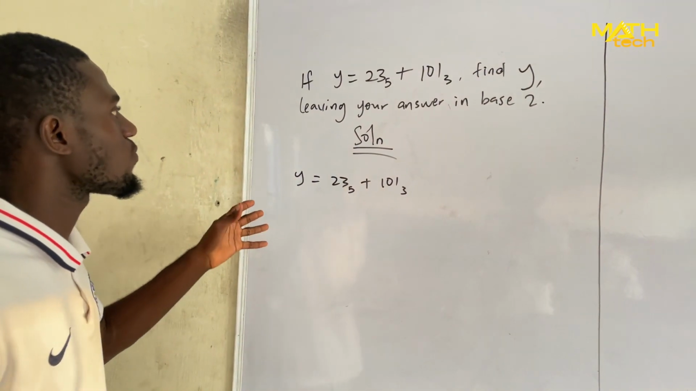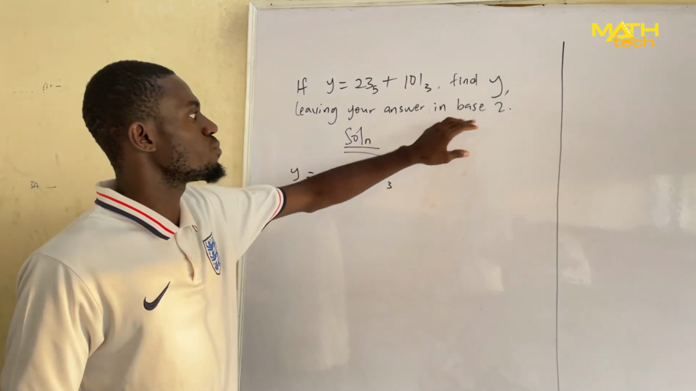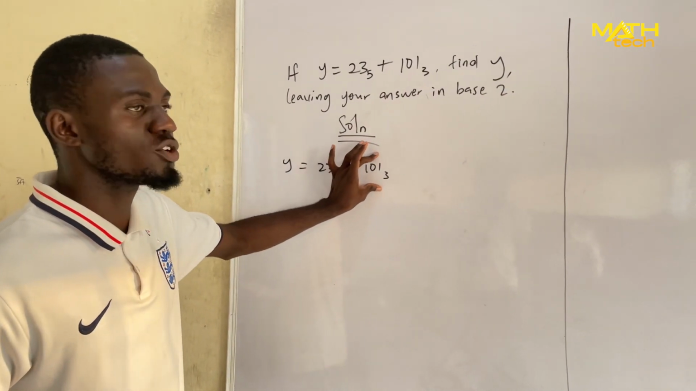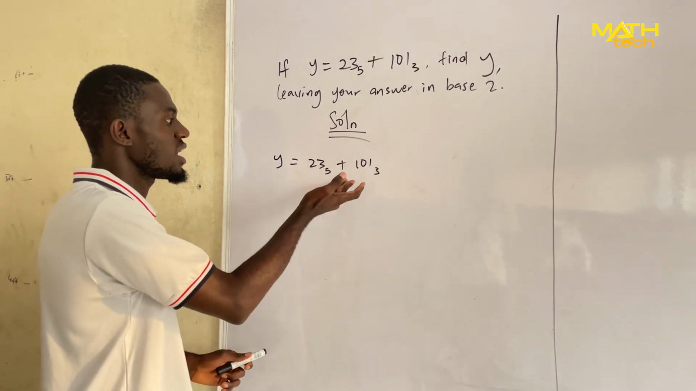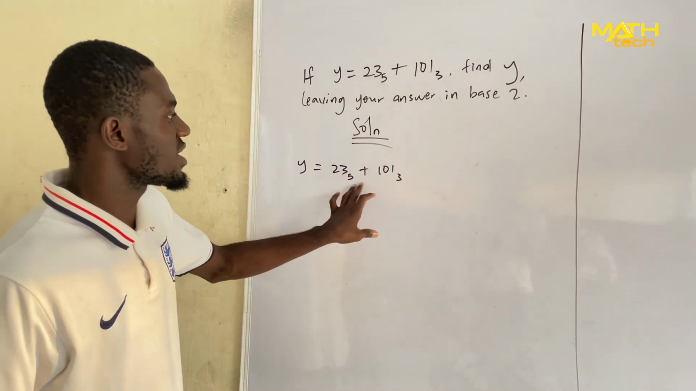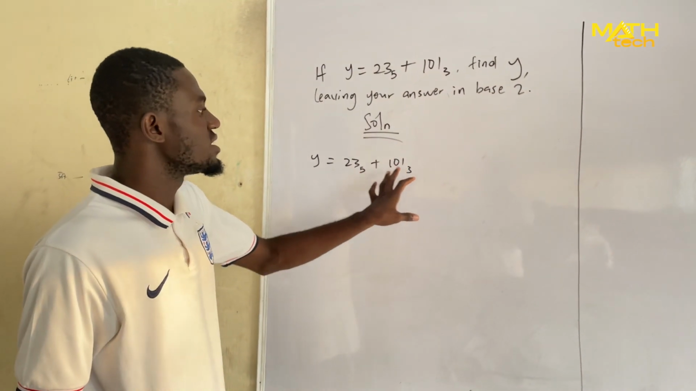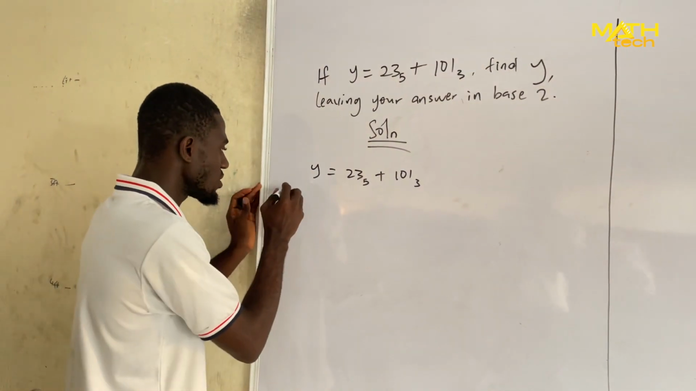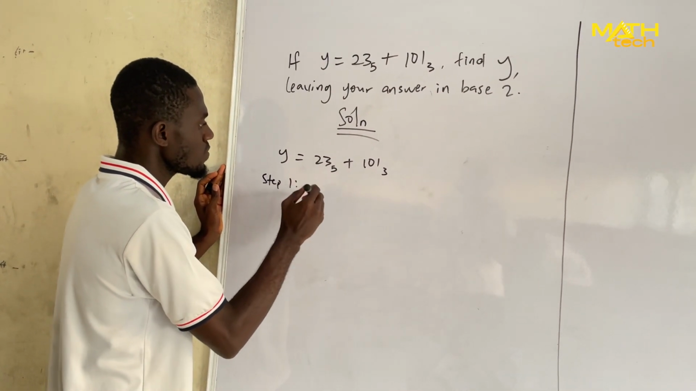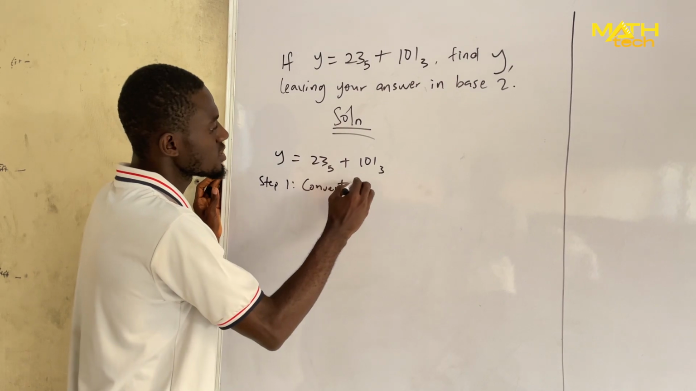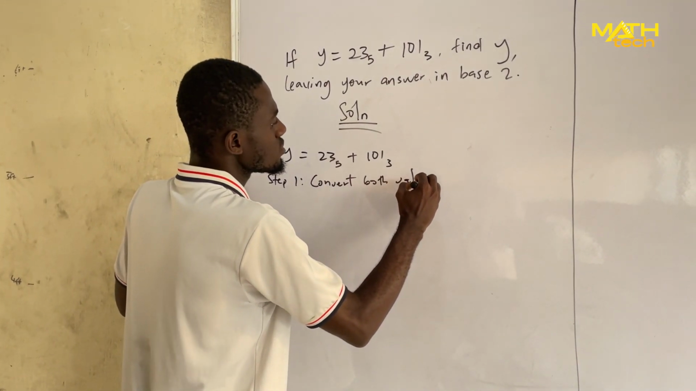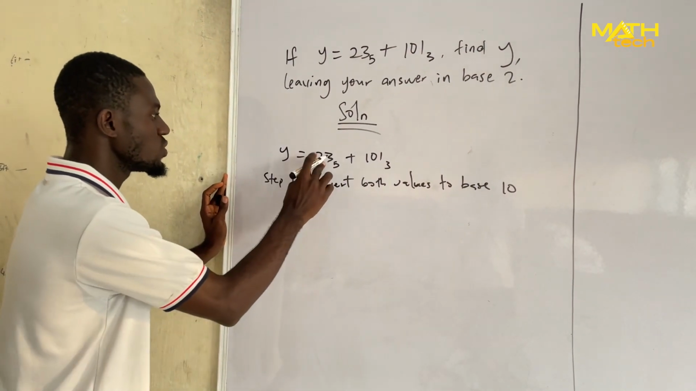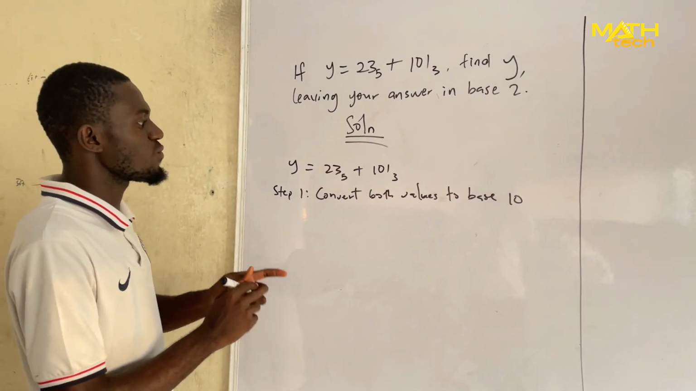Before we can convert our answer to base 2, we have to convert these two, the base 5 number and the base 3 number, to base 10 before we can carry out the addition. Because here we have base 5 and here we have base 3, we cannot automatically add these two values because their bases differ. So first of all, convert them to base 10. So I'll write down step 1: convert both values to base 10. So we start with 23 base 5, and we convert it to base 10.